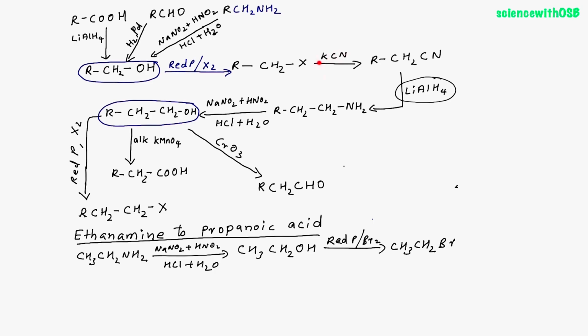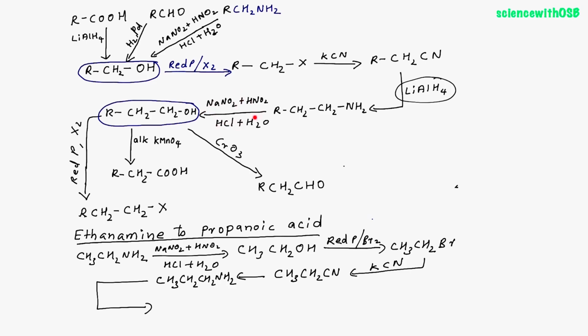Now what is the next step? Add KCN. So you will get the corresponding nitrile, 1 carbon extra, right? Okay, add it. What will you get? CH3CH2CN. What is the next step? You have to add LiAlH4 for reduction. You will get amine. So you will get CH3CH2CH2NH2. Now what do you have to do? You have to add all these reagents. You will get the corresponding alcohol.